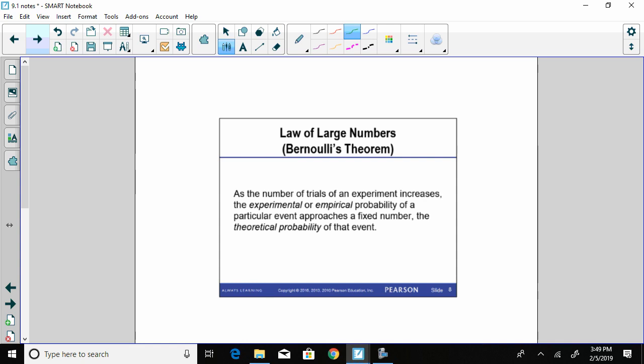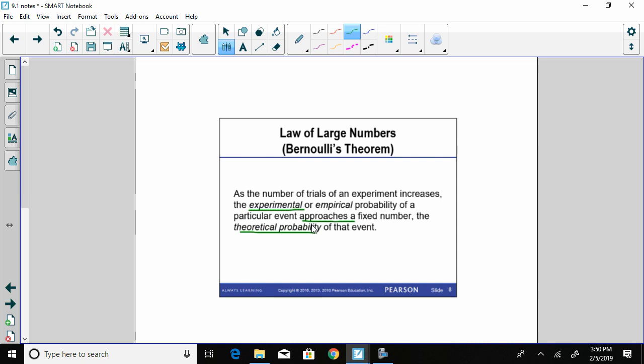The law of large numbers. As the number of trials of an experiment increases, the experimental probability gets closer and closer to the theoretical. The experimental, right, approaches the theoretical probability. Way back when I was working on my master's degree, we were asked to toss a coin 1,000 times. Can you imagine doing this? So really what we had was a computer that did it for us. And we had to keep track of it. And sure enough, as we got closer and more into the thousands, we got closer and closer to the theoretical. Okay?